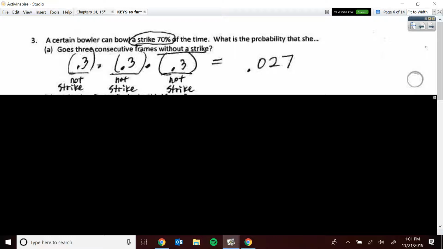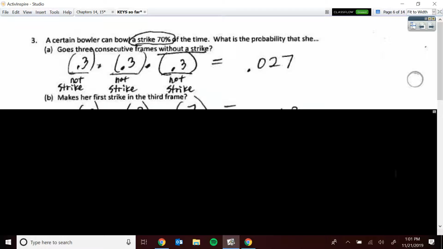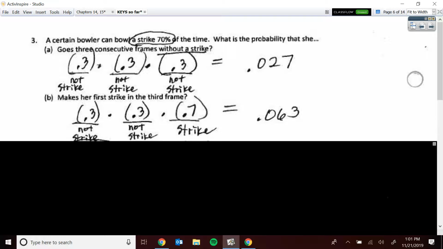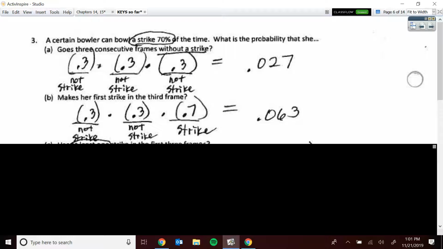So 3 frames. So 3 events, 3 without a strike: no strike, no strike, no strike. So that's 0.027. Next. Here again, you have to understand this language. She makes her first strike on the 3rd frame. So that's no strike, no strike, strike.